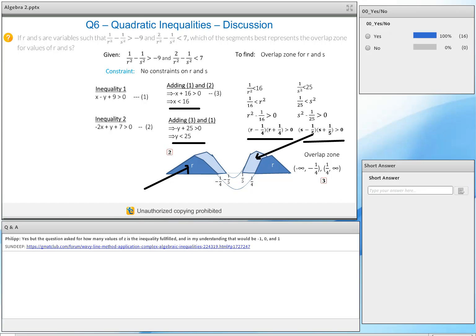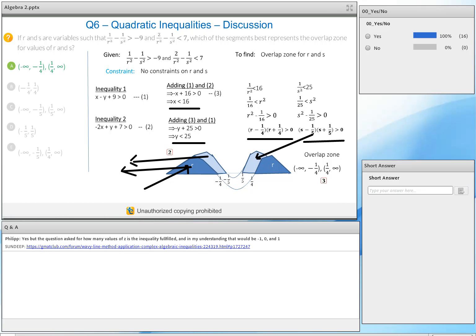And what do we mean by overlap zone? Basically, overlap zone is nothing but a common zone. So if you think about it, the range for S involves all these values over here. The range for R involves all these values over here. So the common values between the two is really the range for R, because whatever is true for R is also true for S. So that's all we are doing over here.